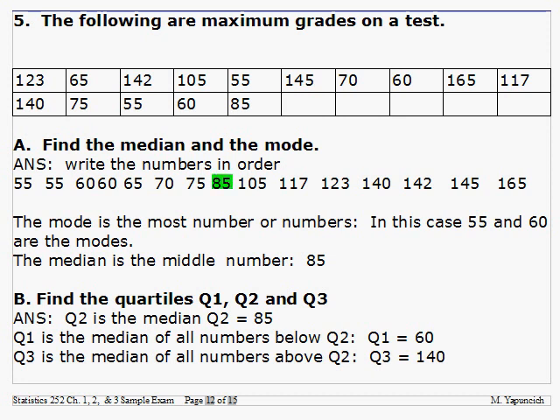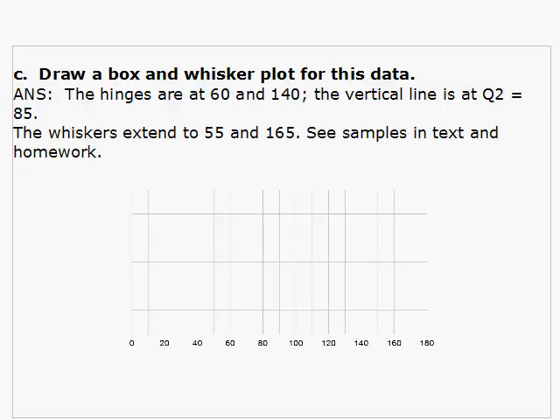To find the quartiles, Q2 is also 85, and then you look at everything below 85 and find the median of that, which is Q1. It's like the median for the lower part, and for the upper half, you find the median here too. In this case, it would be 140. And now you just use that to draw a box and whisker plot. The hinges are going to be at Q1 and Q3. The vertical line in the middle of the box is at Q2, and the whiskers extend out to the maximum value, which was 165, and to the minimum value of 55.